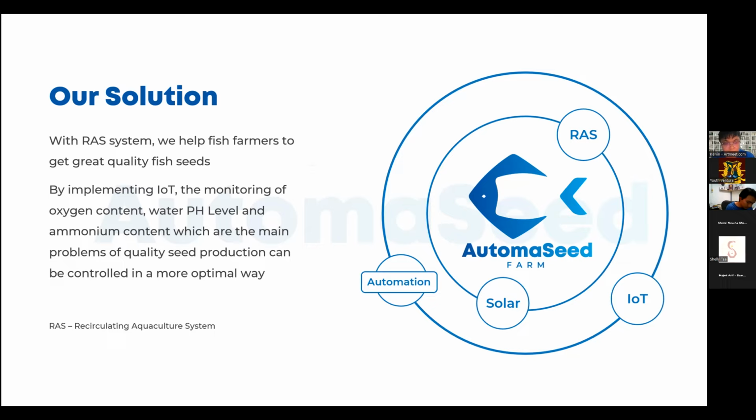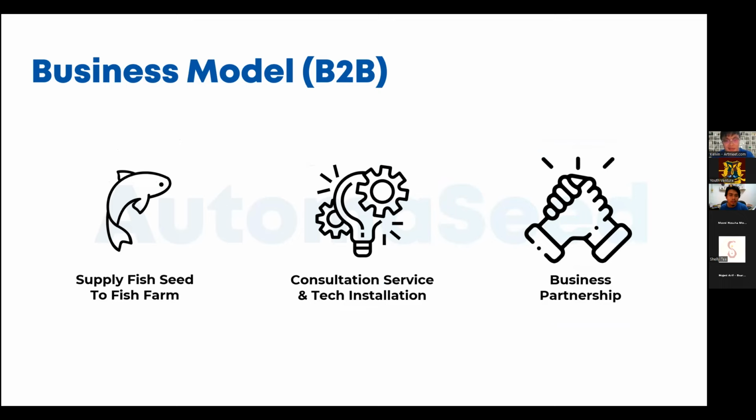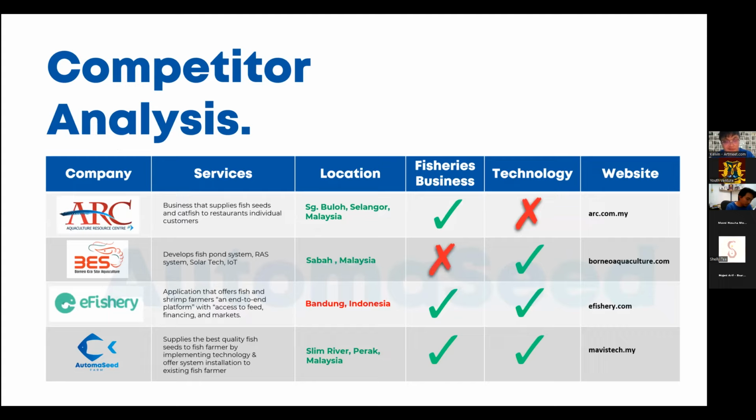Yeah, for the competitive advantage, you also took a lot of time. You just need one sentence to settle everything. Okay, we have the technology. We are selling the fish fishery or the fish seeds. For local businesses, they either don't have the fishery business or don't have the technology. The one that has both is not in Malaysia, so that we can win the market. That's all. Yeah, you get what I mean, right?